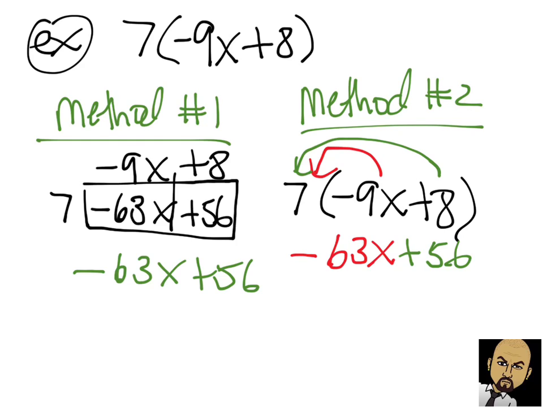Actually, we're going to start later on where we're going to have to use both methods, which is distribute and then collect like terms. And you always multiply before you add and subtract. So you're going to distribute before you combine like terms.